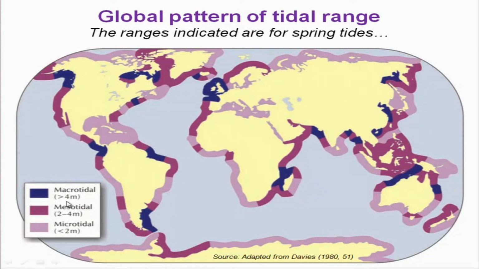So, here the tidal range indicates the spring tides. The blue patches show macrotidal ranges, or spring tides, greater than 4 meters of height. Mesotidal is 2 to 4 meters and microtidal is less than 2 meters.